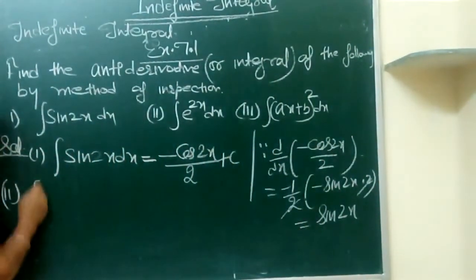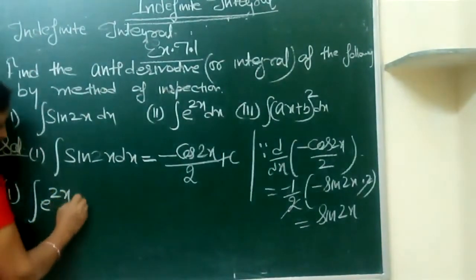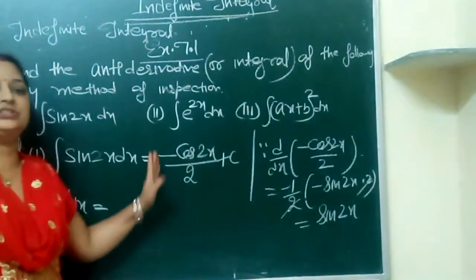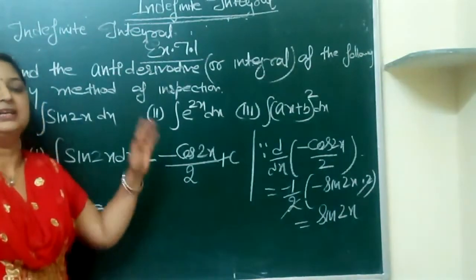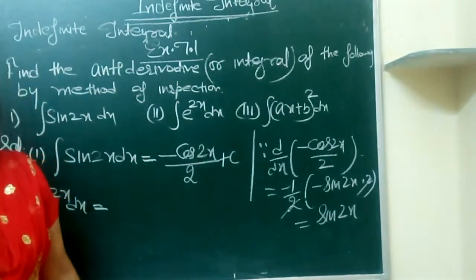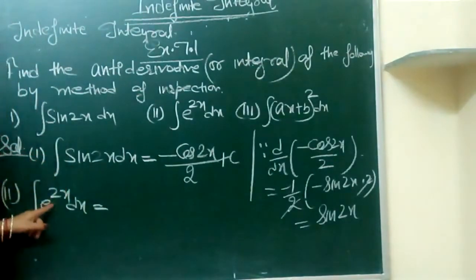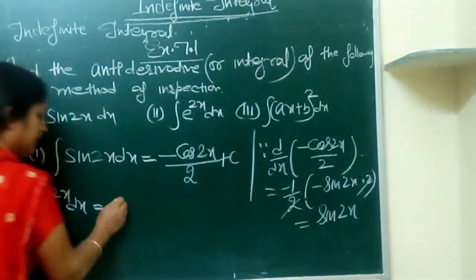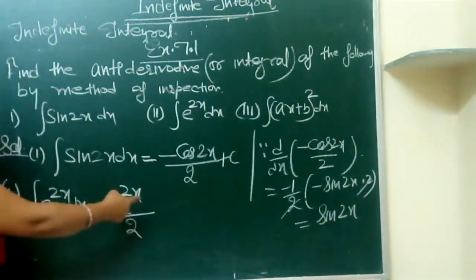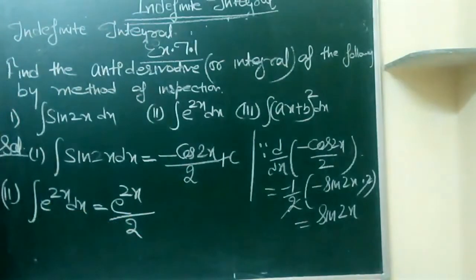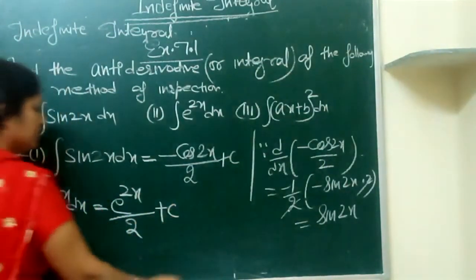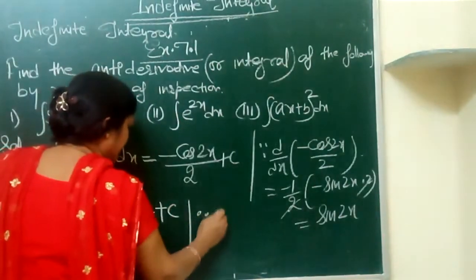Now the second one, integration of e raised to power 2x dx. What is the integration of e raised to power x? Just now I told the formulas. The integration of e raised to power x is e raised to power x plus c. But here it is e raised to power 2x, so it will come e raised to power 2x upon 2. In derivative it comes as a multiplier, but in integration it comes in the denominator, plus c.